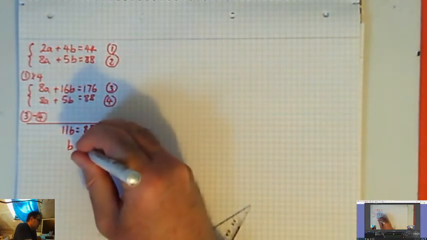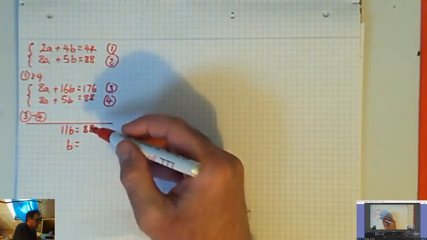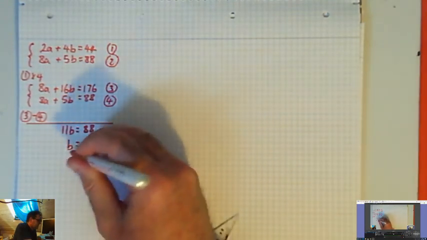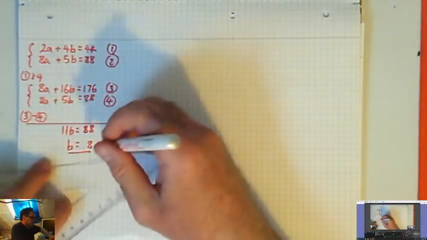I just want to know what a single b is, so I've got to divide everything by 11. Do the same on the other side. 88 divided by 11 is 8. So b equals 8 is my first answer.